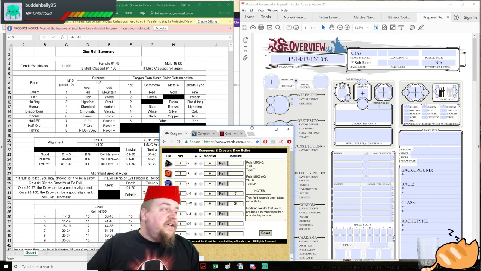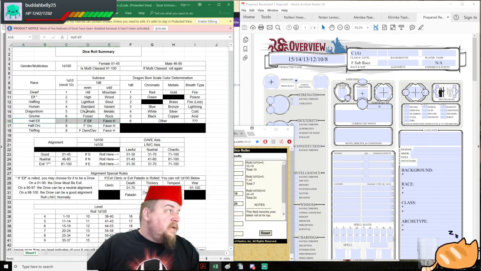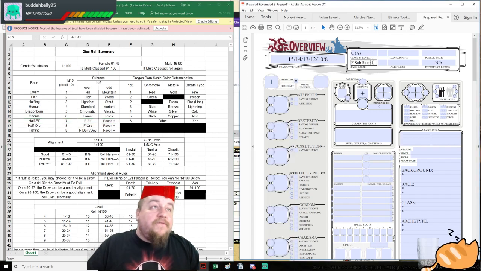All right, so we have a half-elf. Let's roll it one more time. Evens, we rolled a 10. That means that she is going to be favoring her elven side. Ooh, this is all 3 are favoring their elven side.